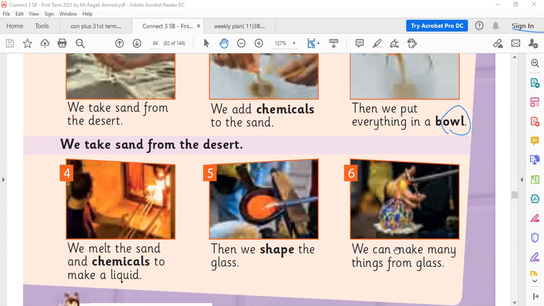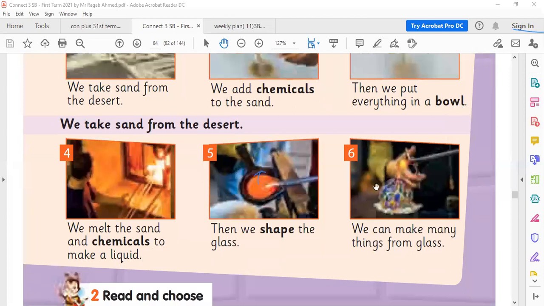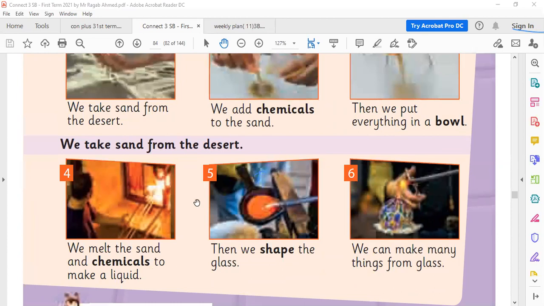After this, we make many things from the glass, like mirrors, like lamps. So, number 1, take the sand. Number 2, add chemicals. Number 3, put them in a bowl. Number 4, melt the sand and chemicals. Number 5, shape the glass. Number 6, make many things from the glass.